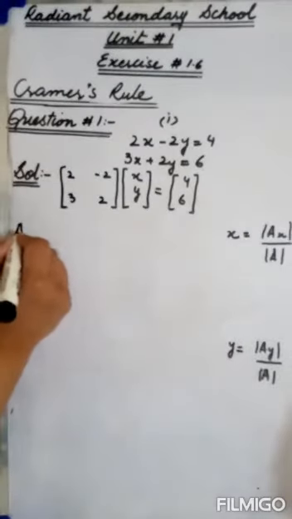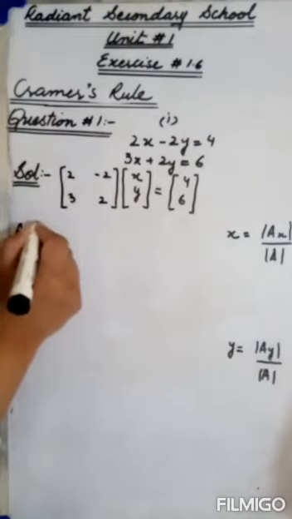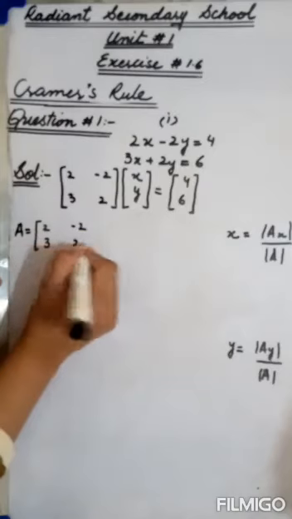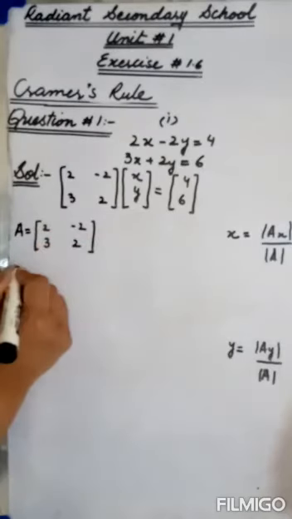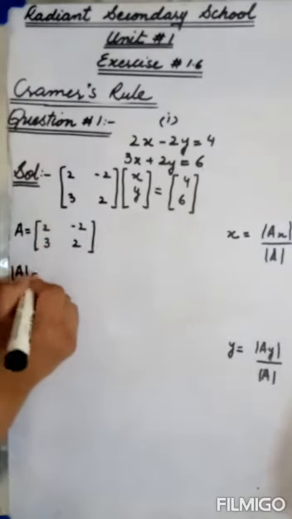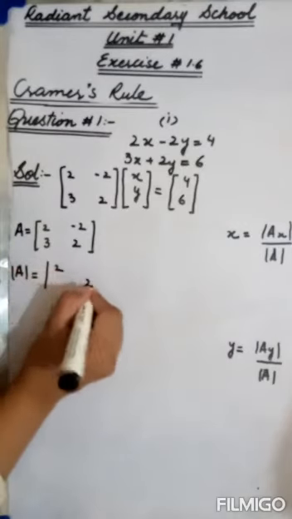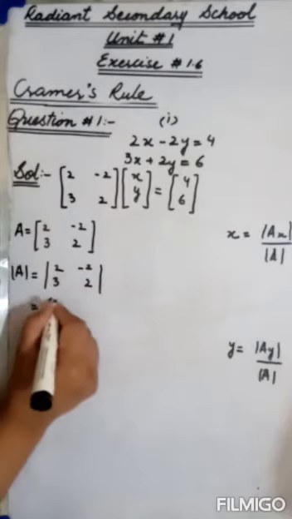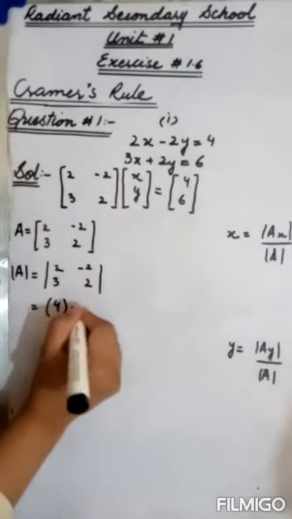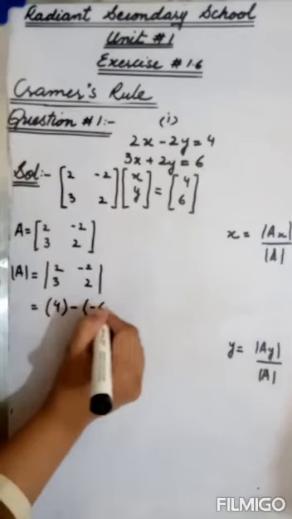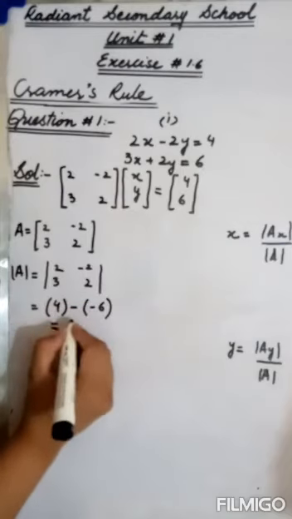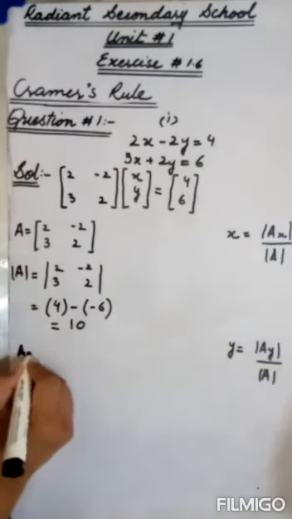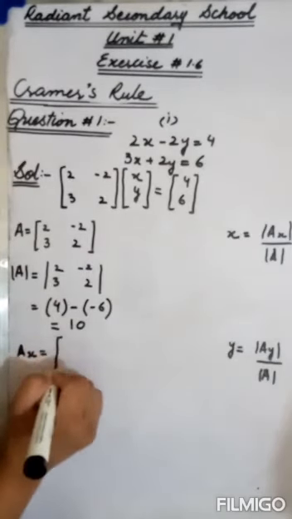So what is A? You know A is this matrix, as I had told you in the previous question. This is A. And what will be its determinant? Yes, it will be the product of diagonal entries minus the product of non-diagonal entries. 2 into 2 is 4, minus 3 into minus 2 is minus 6, and the determinant will be 4 plus 6, which is 10. Next is Ax. We have to find Ax.